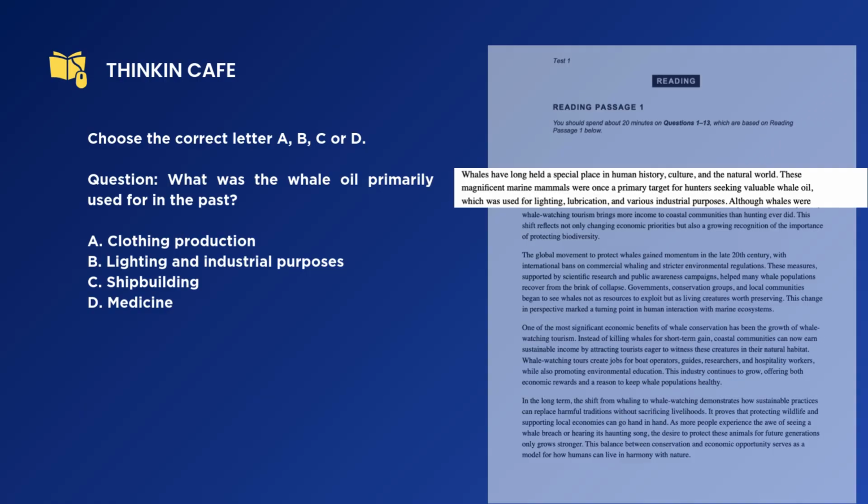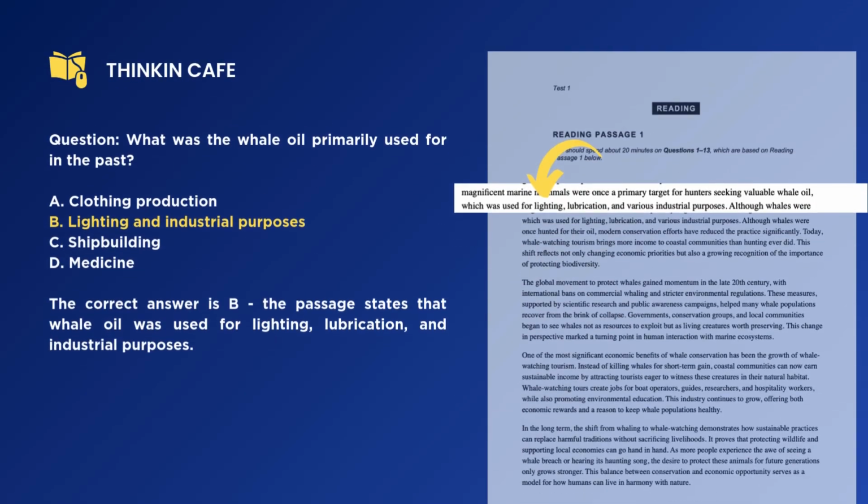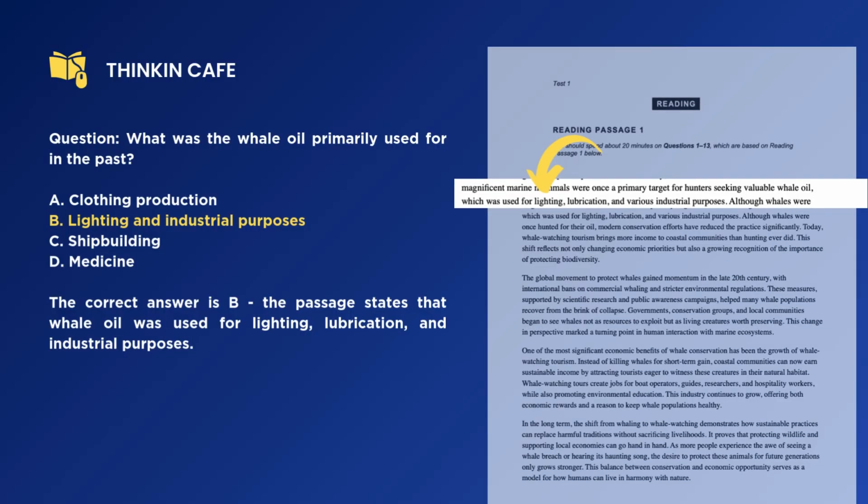Finally, choose the best answer that matches the option the most. Looking at the options, A says clothing production, B says lighting and industrial purposes, C says shipbuilding, and D says medicine. In the text, the passage doesn't mention whale oil being used for clothing, so A cannot be the correct answer since it is unrelated.